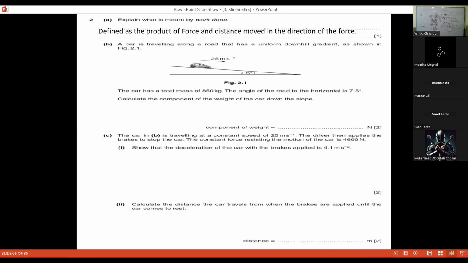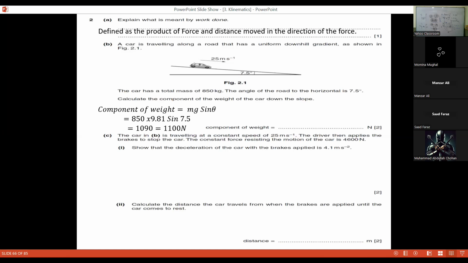Mass of the car is given to you and they want the component of weight. Remember, component of weight is always mg sin theta. You don't have to draw it, you just have to know the value, because mg sin theta is the component of weight down the slope and mg cos theta is equal to the contact force. So straight away mg sin theta is your component down the slope. 850 into 9.81 into sin 7.5, you get the value of the component down the slope as 1100 newtons.